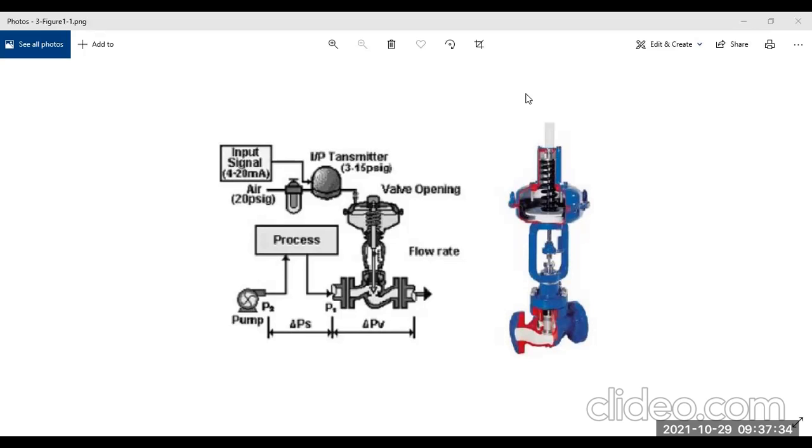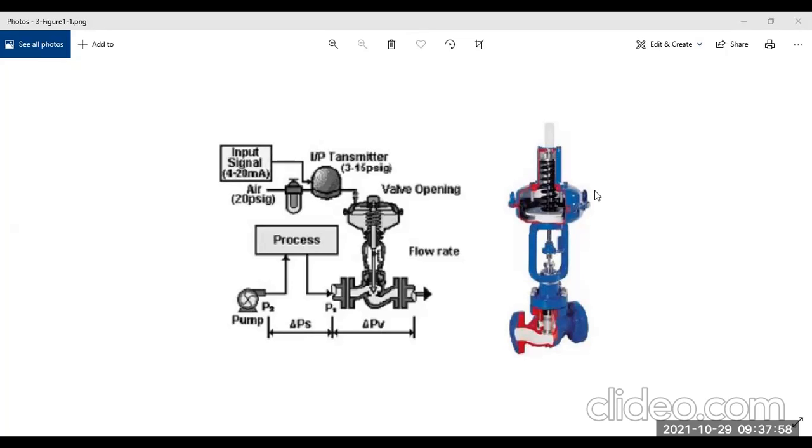Does anyone have any idea about the pneumatic controller? Any idea, anyone? Please tell me what a pneumatic controller is. No idea? Okay, so I'm telling that.